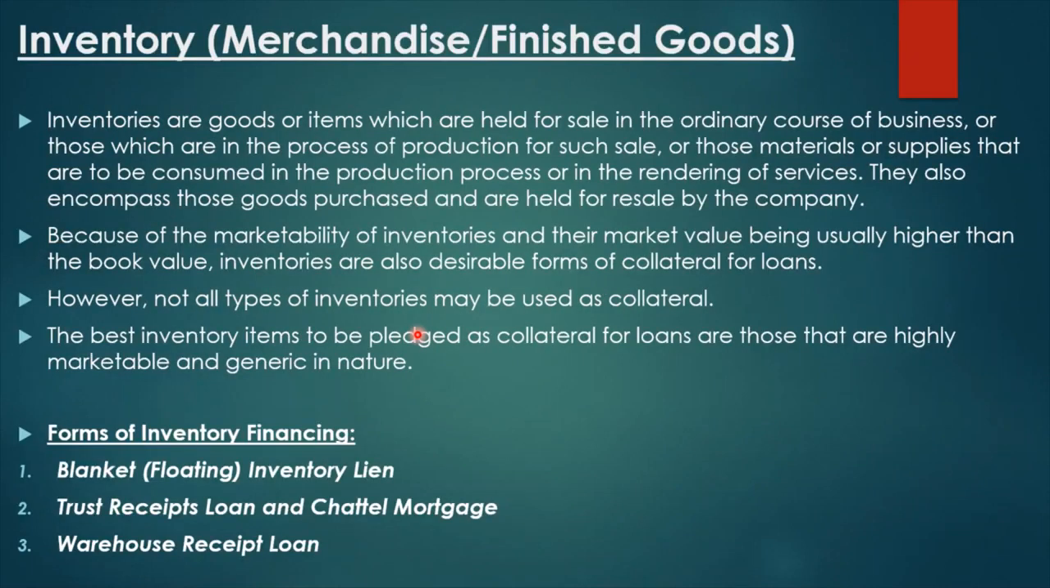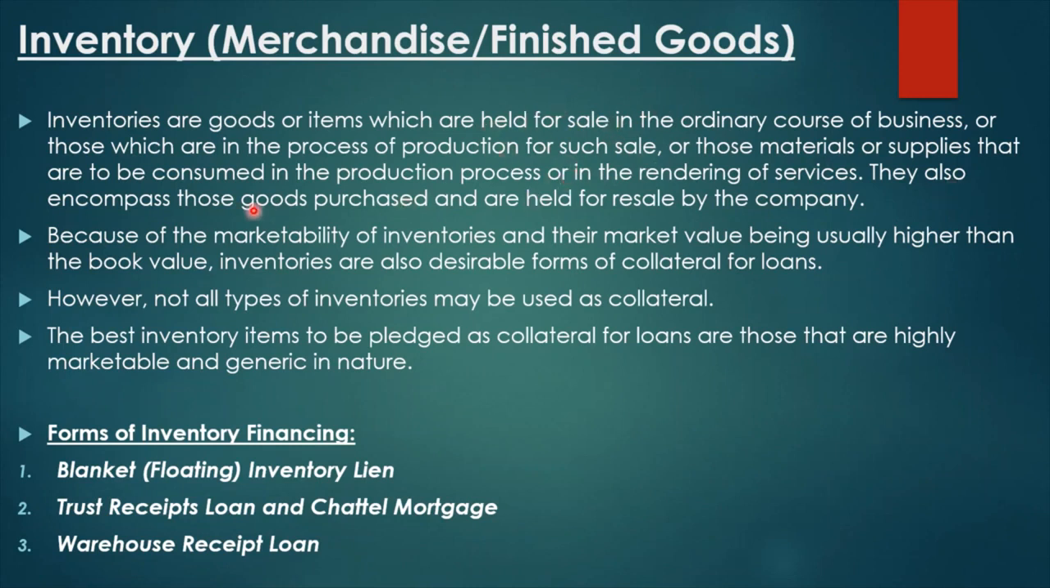Now pumunta naman tayo sa another good collateral, ang inventory or the merchandise or finished goods. Now, itong first paragraph na to, inventories are goods or items which are held for sale in the ordinary course of business, or those which are in the process of production for such sale, or those materials or supplies that are to be consumed in the production process or in the rendering of services. So, raw materials, work in process, and finished goods. Ito yung pinag-pertain ng mahabang sentence na to.